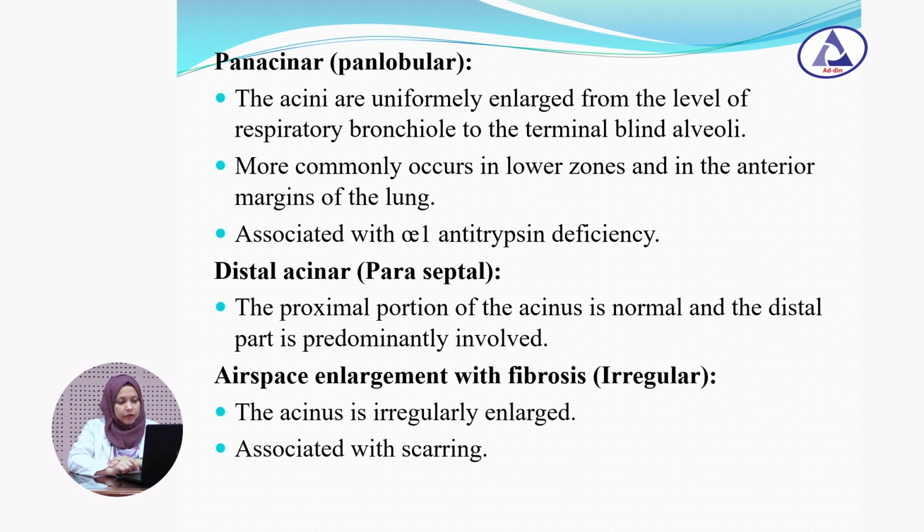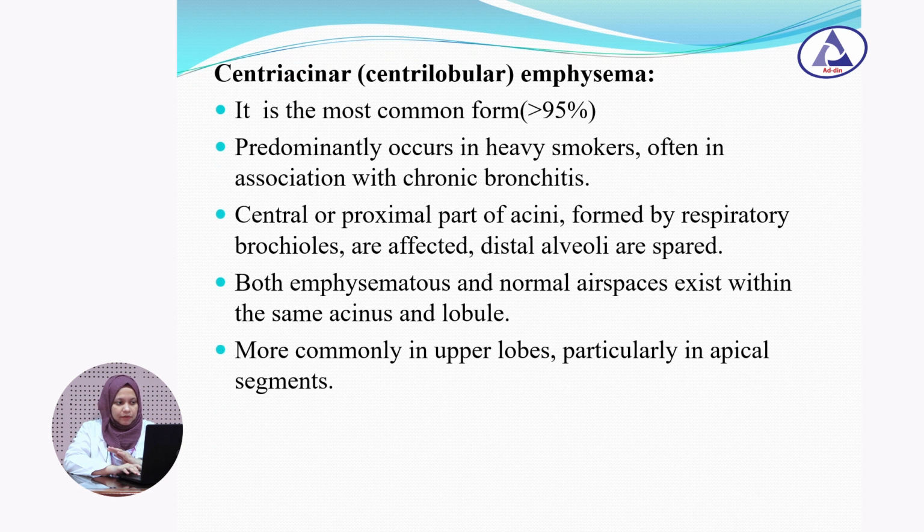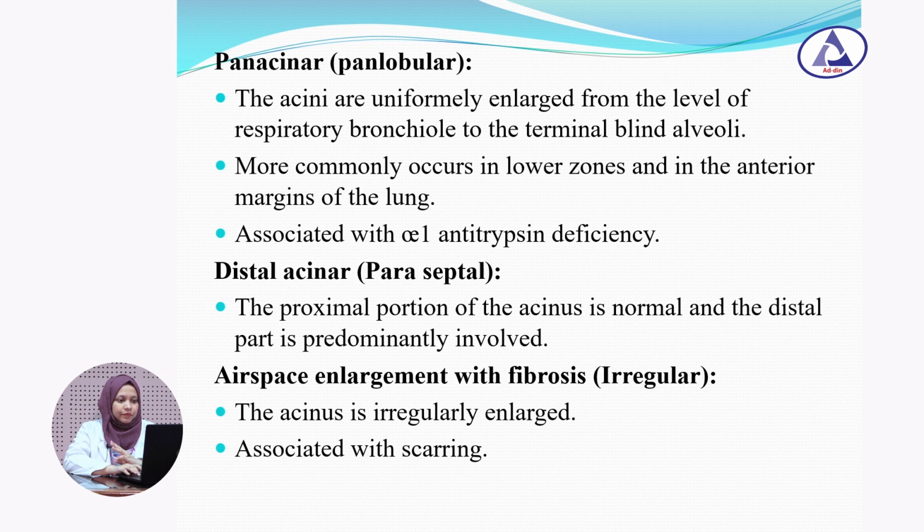In case of distal acinar or paraseptal emphysema, the proximal portion of the acini is normal and the distal portion is involved by emphysematous change. And the last one, irregular emphysema: here the acini will be irregularly enlarged and it is associated with fibrosis or scarring. So the four types of emphysema are centri-acinar, pan-acinar, distal acinar, and airspace enlargement with fibrosis.